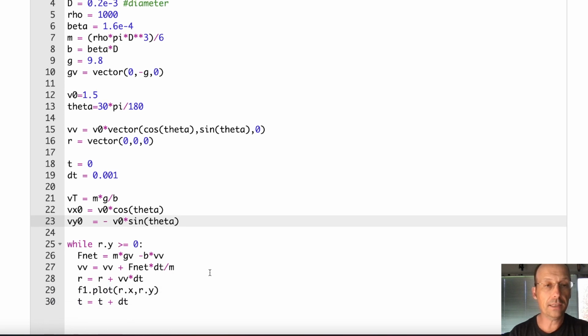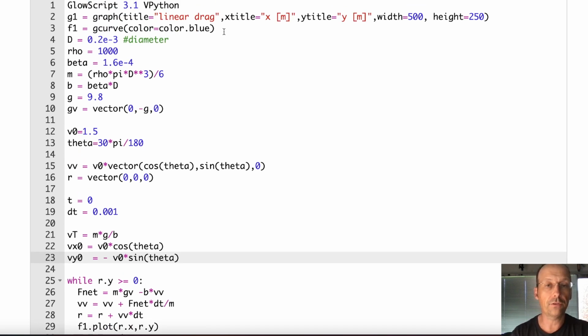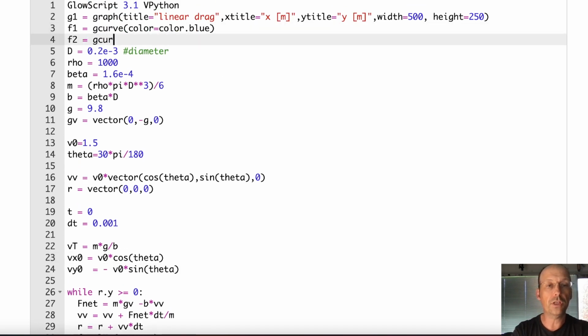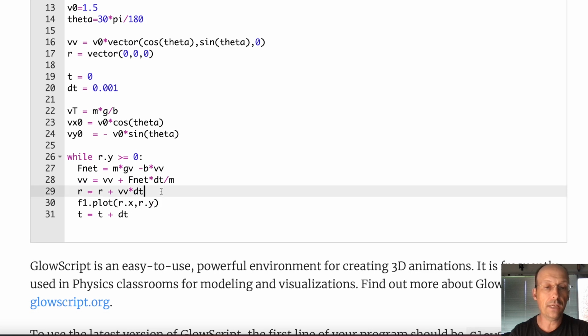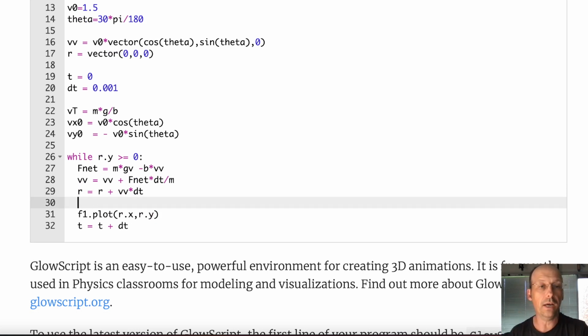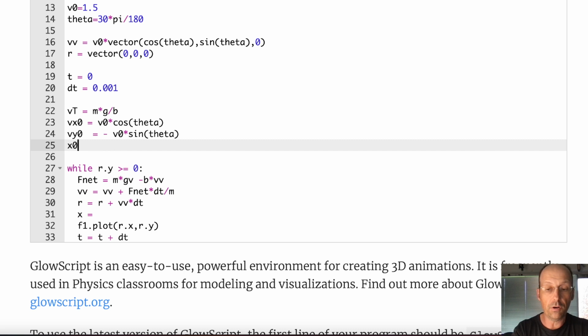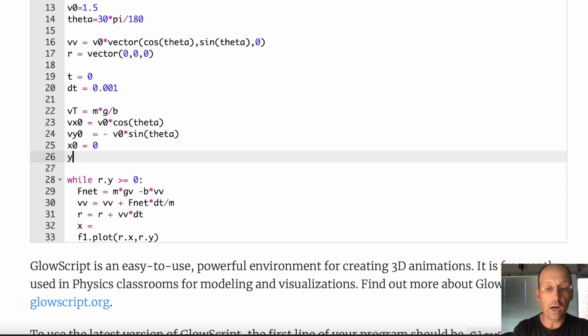I think that's it. I need another graph. So let's go up here. F2 equals G curve. Color equals color dot red. And then down here, I need to calculate x. I need to calculate y. And I can do that. I haven't used x and y variables. So I'm going to type in my x equation. X equal, I need x0 and y0. x0 equals 0. y0 equals 0.